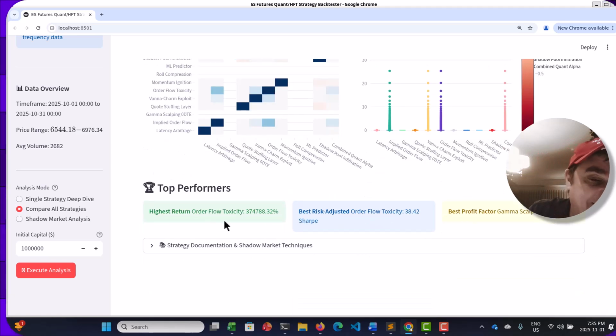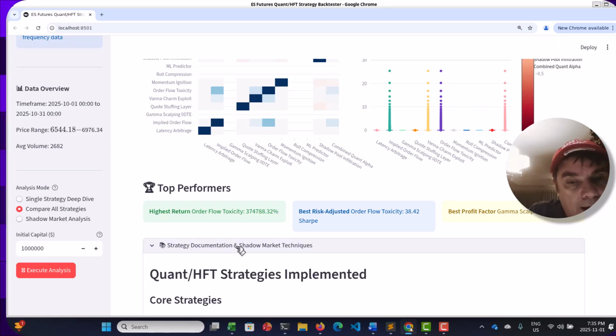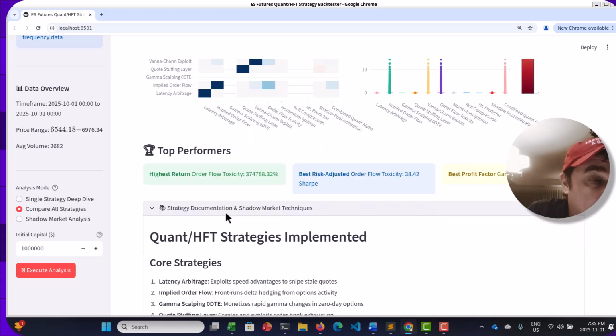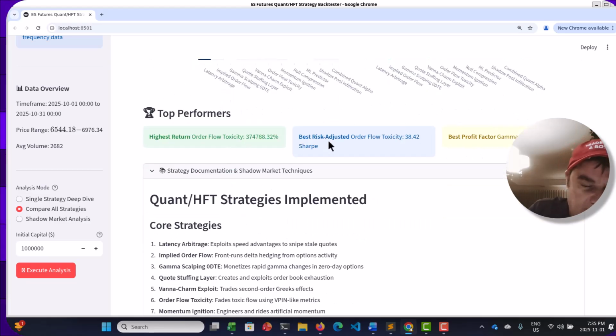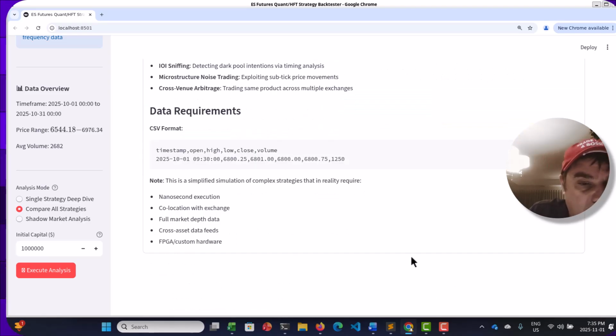So this is obviously hallucinated data, but we have here most likely the order flow toxicity strategy might be the best for risk adjusted. Maybe it is the order flow, and the best profit factor. Again, here you got infinity, gamma scalping, 0DTE. So these are the different strategies involved.